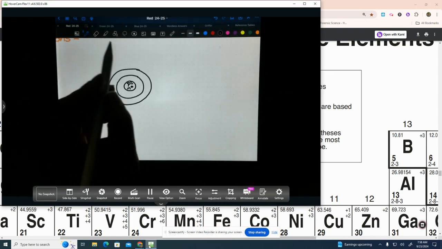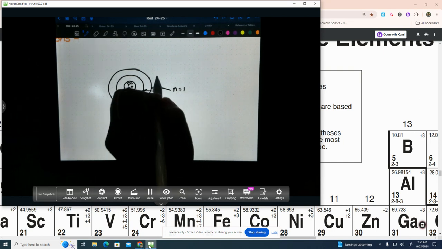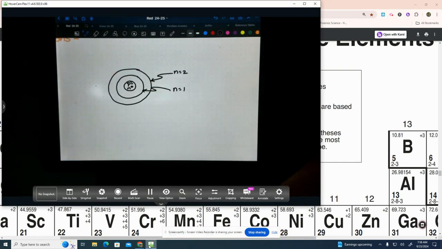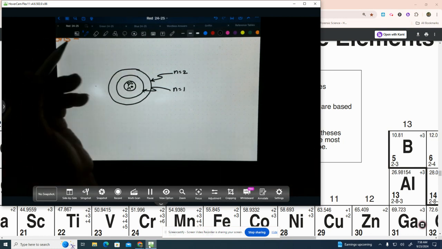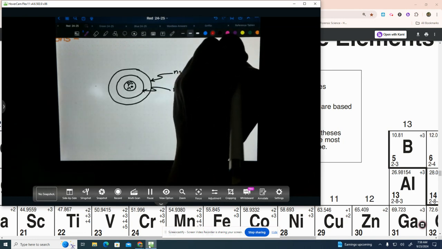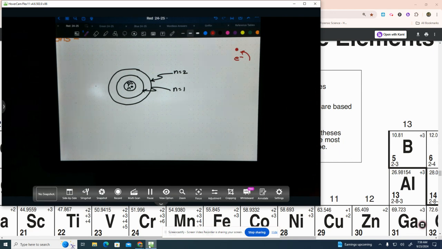Each of these rings is called an energy level. N equals 1, N equals 2. Who has more energy, N equals 1 or N equals 2? 2 has more. And if there was 3, if it was 4, it was 5. I'm going to diagram my little electrons with little red dots. E minus. That's going to be my electron.